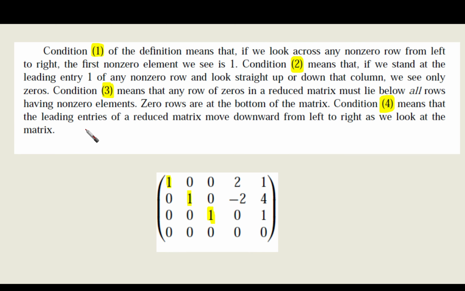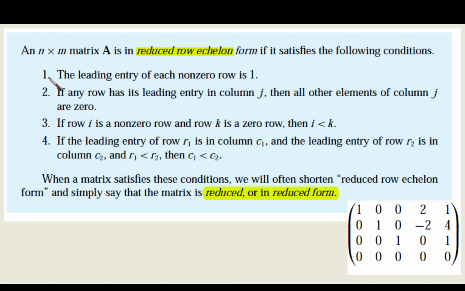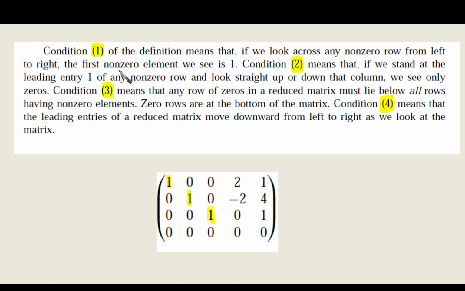Now for the first condition, the meaning is that if we look across any non-zero row from left to right, the first non-zero element we see is 1. That's right, as you can see here, that I highlighted in yellow. And condition 2 means that if we stand at the leading entry 1 of any non-zero row, like this one, and look straight up or down that column, we see only zeros. That's right. If you look here, down, all of them are zeros.